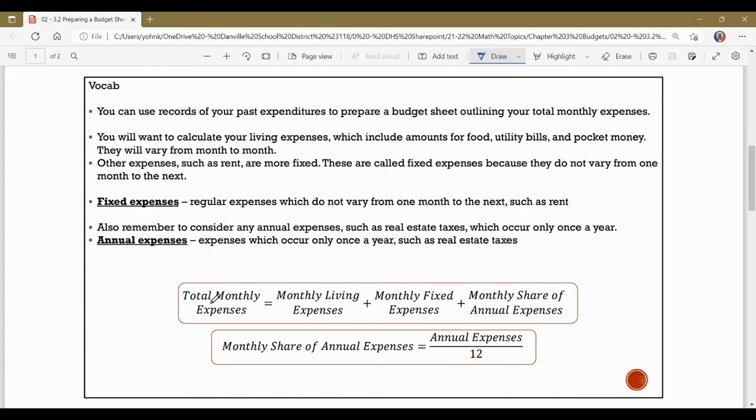So to find your total monthly expenses, you're going to take your monthly living expenses, add your monthly fixed expenses, and then add the monthly share of the annual expenses. Once we add all those up, that will tell us how much to budget each month for everything.